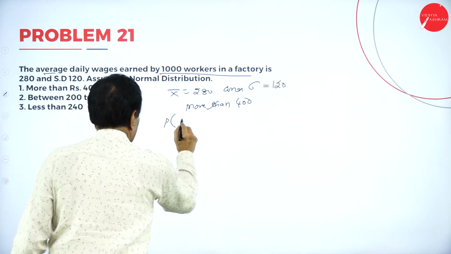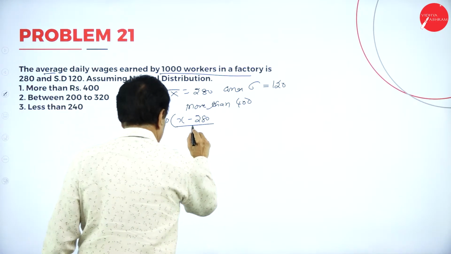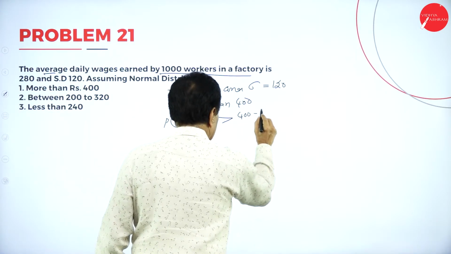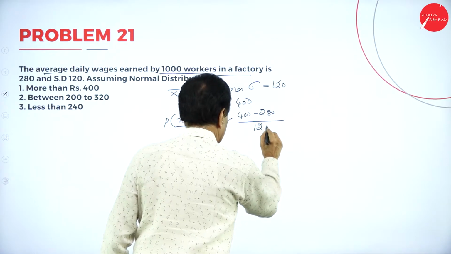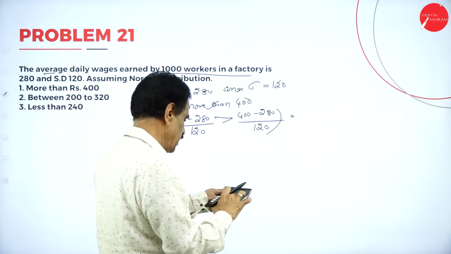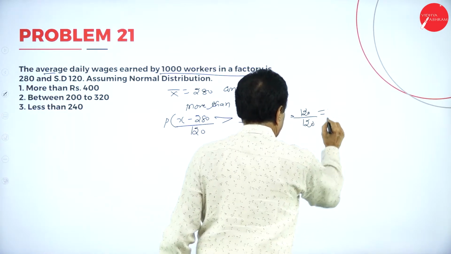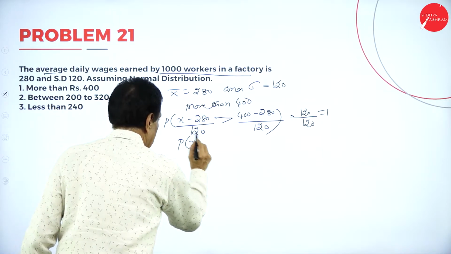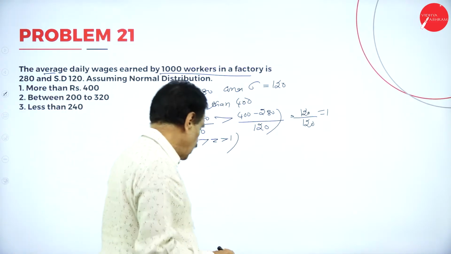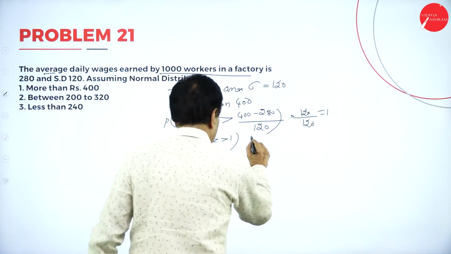So probability of X minus 280 divided by your standard deviation 120, more than, what's our X value now? 400. 400 minus 280 divided by 120. This is 120 divided by 120, which is 1. Probability of Z more than 1. So the value of 1 you have to look up. The value of 1 is 0.3413, as per the table.